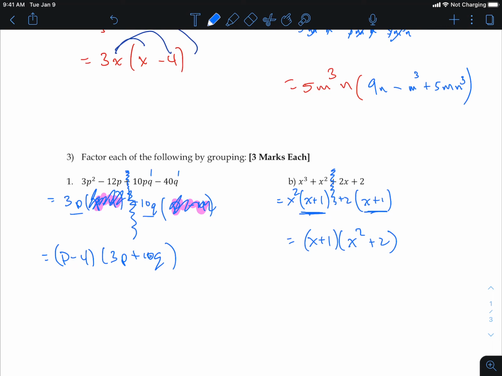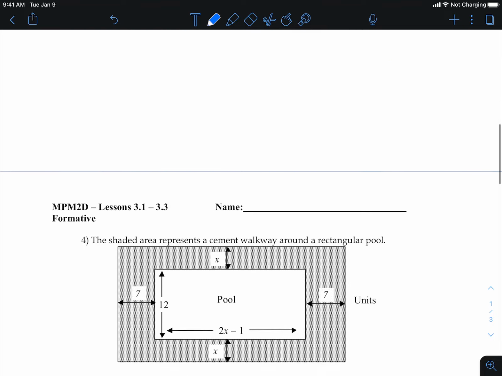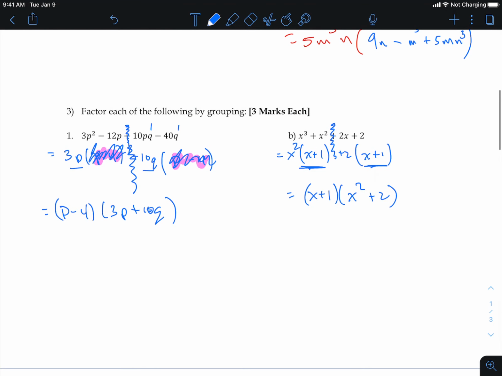Any major issues? Okay. Does anybody need to copy that or okay?